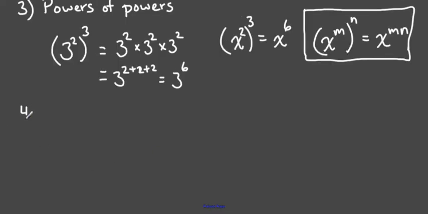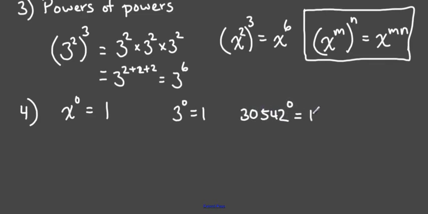And the last law is that anything to the 0th power is equal to 1. Doesn't matter what x is. If x is 3, 3 to the 0 is equal to 1. If x were 30,542 to the 0th power, that's also equal to 1. And this is a definition, but we need this definition for the other exponent laws to make any sense.